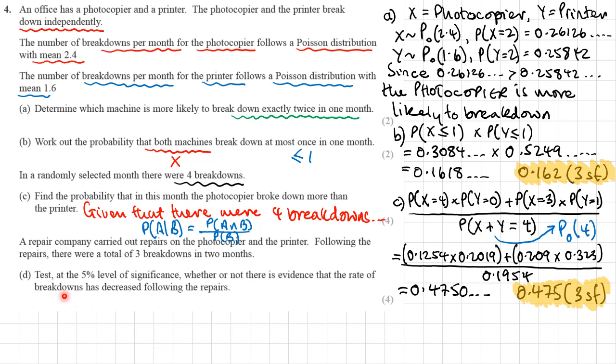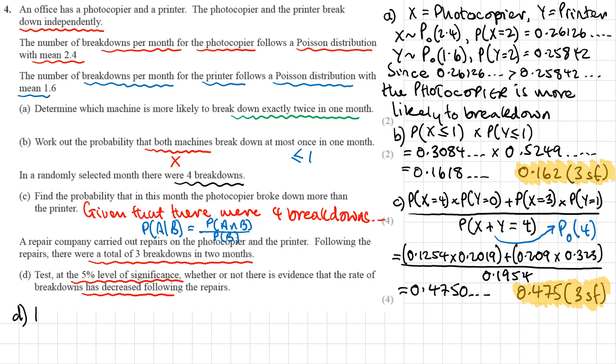Part D. Test at the 5% level of significance whether or not there is evidence that the rate of breakdowns has decreased following the repairs. It would help if I read this bit before. A repair company carried out repairs on the photocopier and the printer. Following the repairs, there were a total of 3 breakdowns in 2 months, right? 3 breakdowns in 2 months, 5% level of significance, whether the number of breakdowns has decreased.